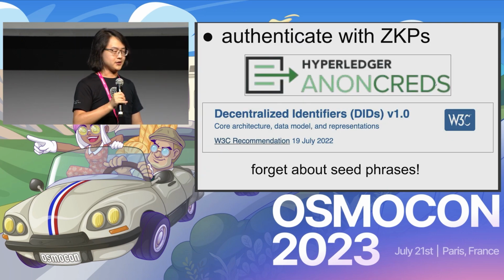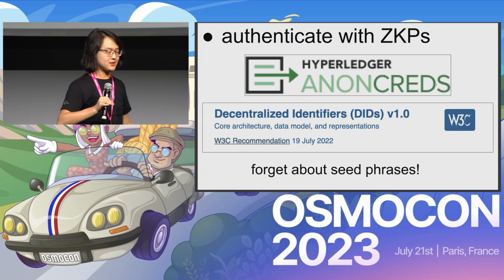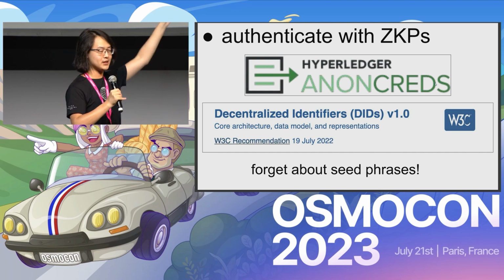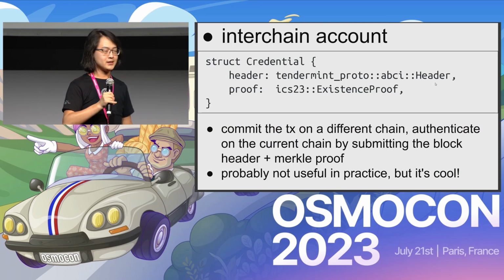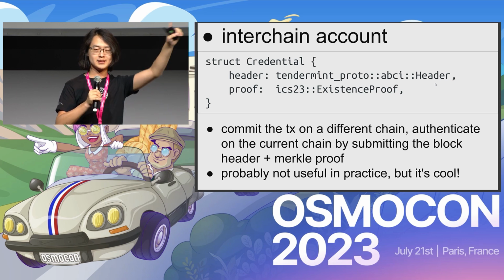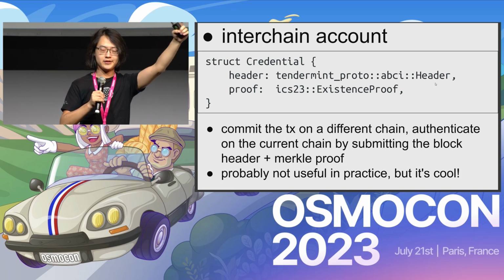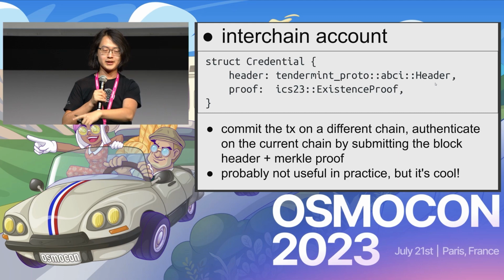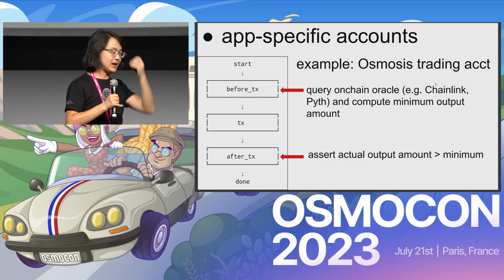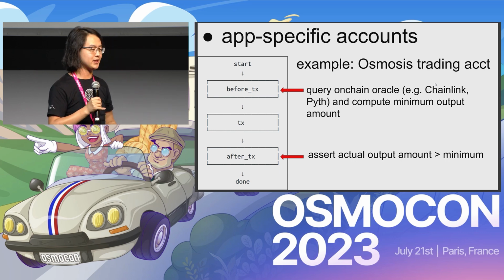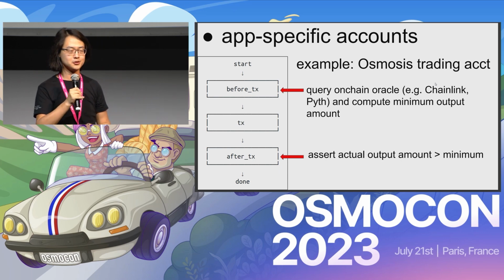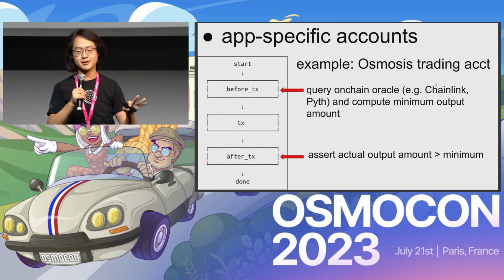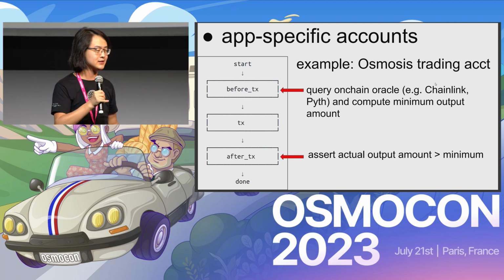You can use alternative authentication methods such as ZK proof based on decentralized identities. You can have interchain accounts, right? You commit your transaction on a separate chain, and then on the current chain, you just provide a proof. That works. You can have application-specific accounts, right? We can have a trading-specific account that has slippage tolerance built into it, so you never have to worry about computing slippage on the front end.